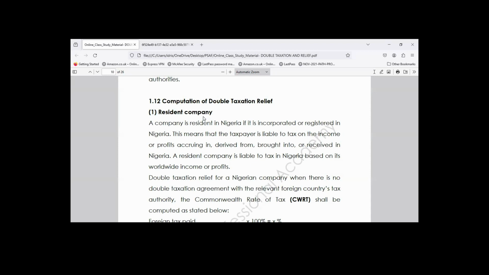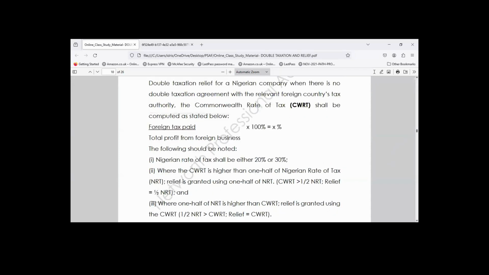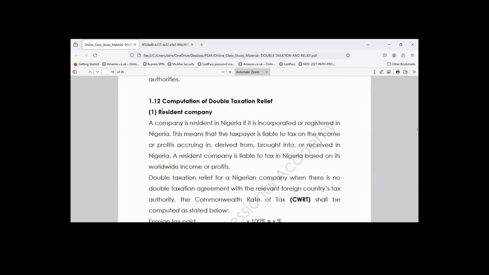Method of computing that credit, there are three methods. One method is for resident company. Second one is for non-resident company. While the third one is for resident individual and non-resident individual. Resident company. What is a resident company? Or Nigeria company. What is a Nigeria company? Define Nigeria company or resident company.